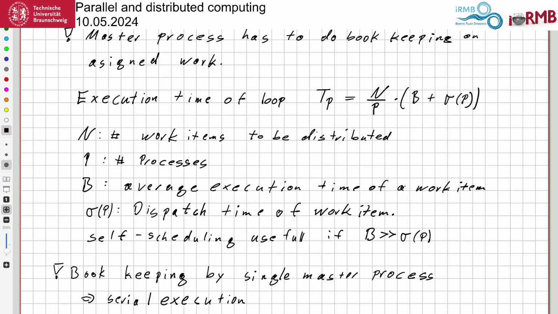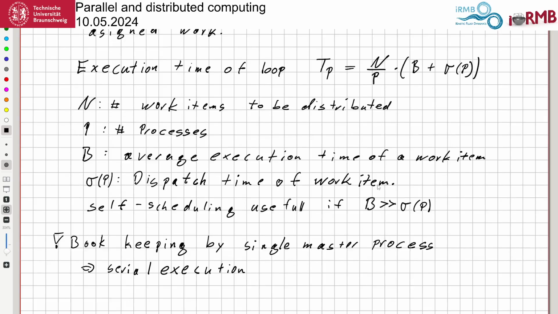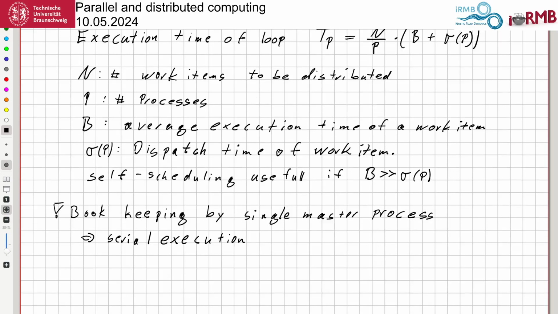So the bookkeeping can be a problem, and we have to look at how this is actually going to behave. Why is this a problem? It's much less work than the actual work, but if you have many slaves and all the slaves come and ask you, is there any work for me to do? Then you run into trouble. So the dispatch time is expected to grow.